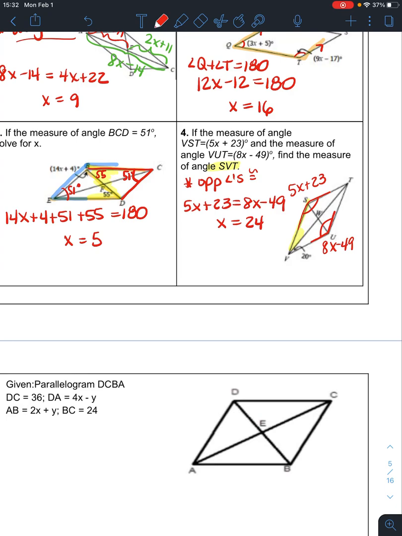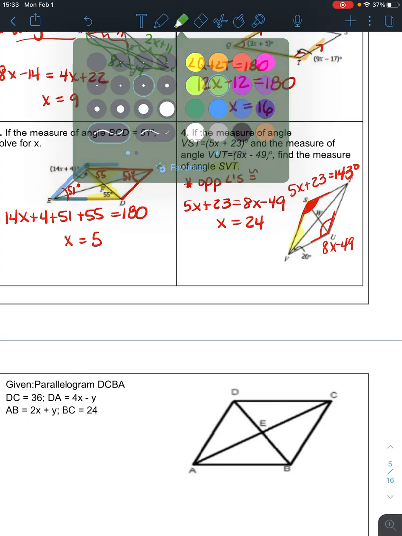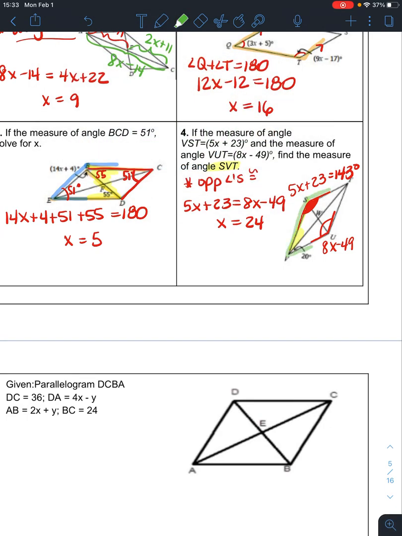But what I do know is I can find out how big this whole angle is right here by substituting in the 24. So what I find out is that that is 143 degrees. Well, I know then that I have my consecutive interior angles, and I have this piece, and I have this piece, and I just need that yellow piece now. So I can take 143 and add 20 to it, and I get 163, and I know they're consecutive interior angles, so if I subtract 163 from 180, then I get that angle is 17 degrees.